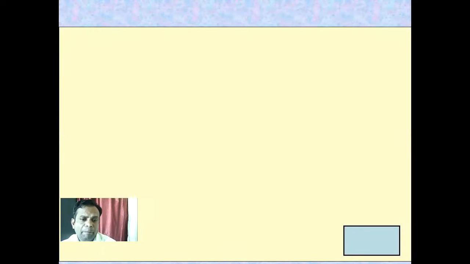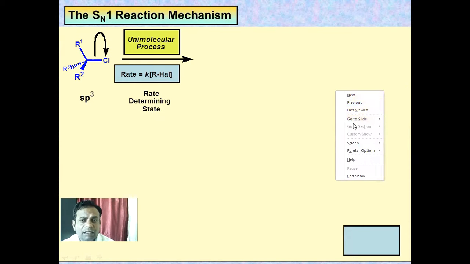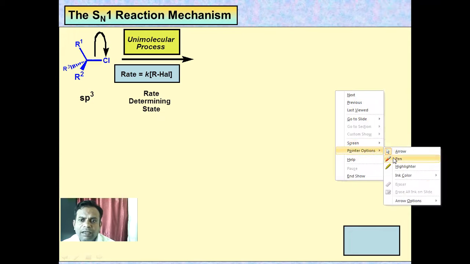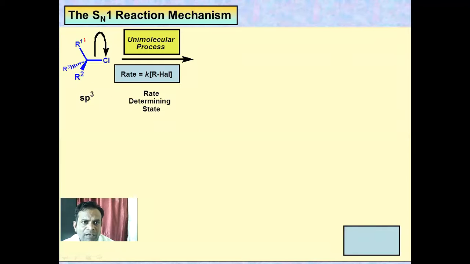Now we want to discuss the mechanism. Generally, tertiary alkyl halides undergo reactions via the SN1 mechanism. Here R1, R2, and R3 are alkyl groups. It means that when this carbon is connected to three carbons, that carbon is called tertiary.